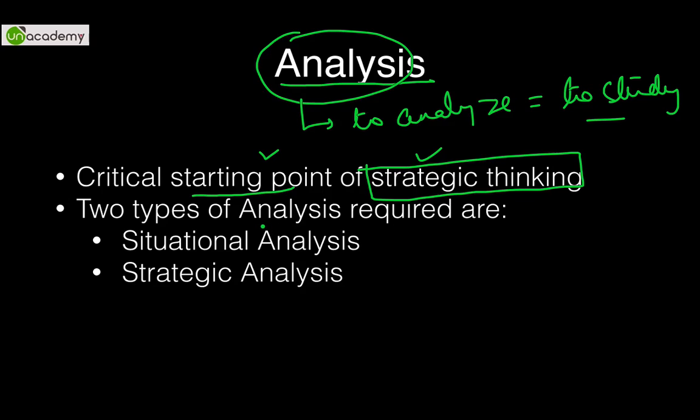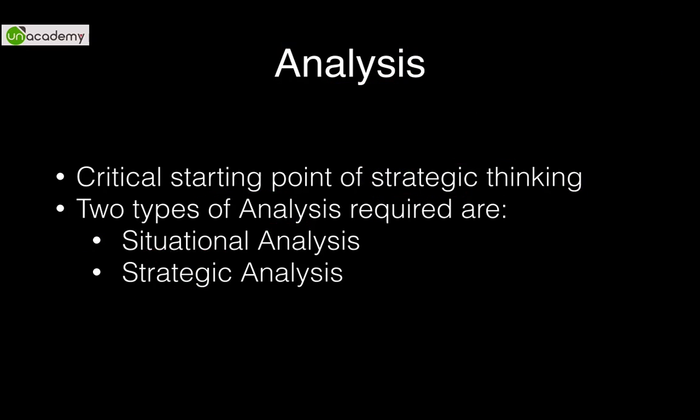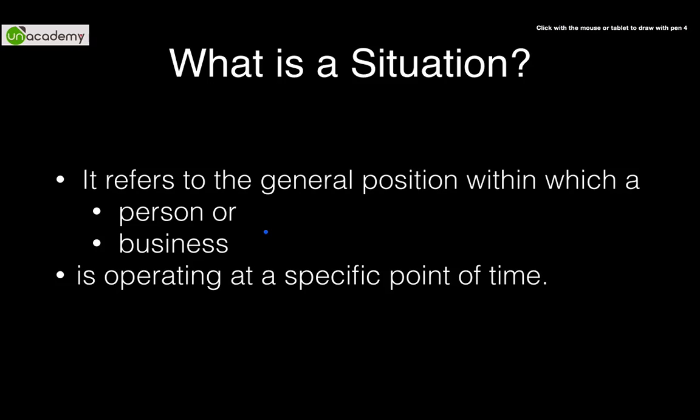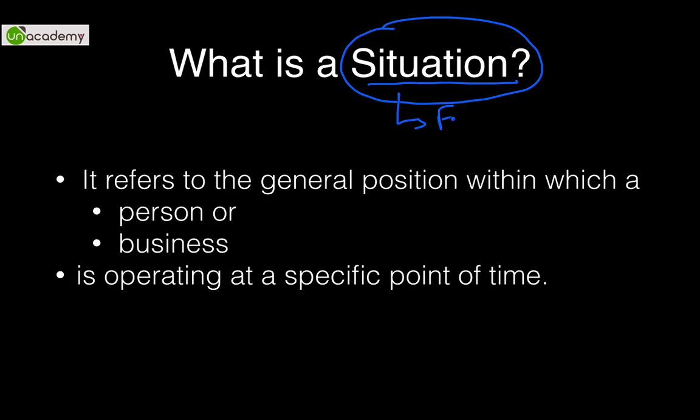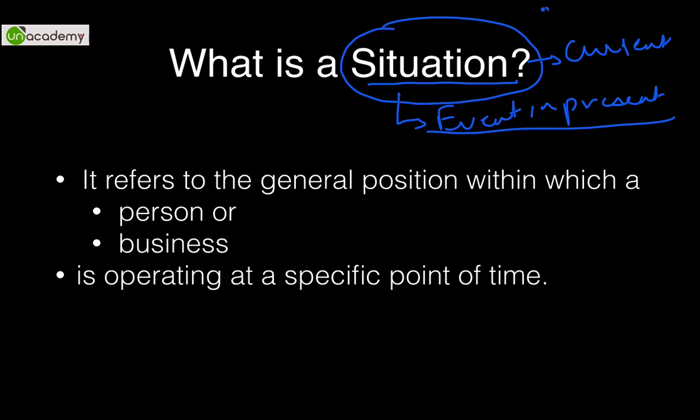Hence, there are two types of analysis which are required. The first is situational analysis, and the second is strategic analysis. The words are self explanatory, situational as well as strategic. Don't worry, we'll discuss both. Starting with situational analysis, first discussing what a situation is. Situation means any kind of event occurring in the present context. Anything happening in the present, which means current, which means status quo. Anything happening in the present is considered to be a situation.